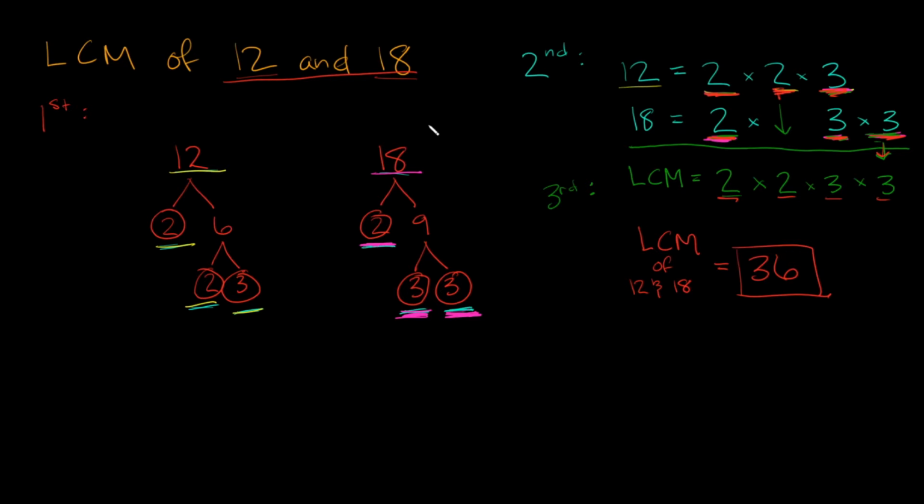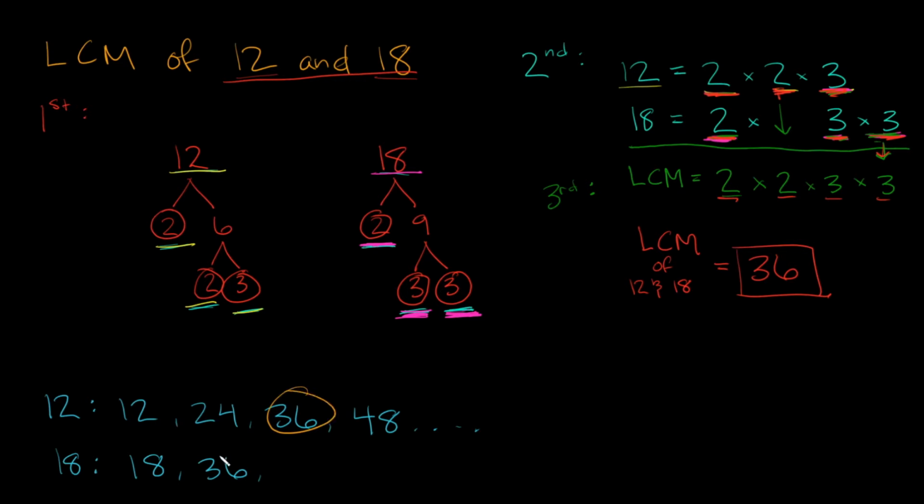Now, 12 and 18, those are smaller numbers. So we could have actually just listed out the multiples and that might have been quicker. So for example, what are the multiples of 12? Some multiples would be 12, 24, 36, 48, and we could keep going. And what are some multiples of 18? For 18, we have 18, we have 36, and we can actually stop there because we found a common multiple. 36 and 36, that's the least common multiple.